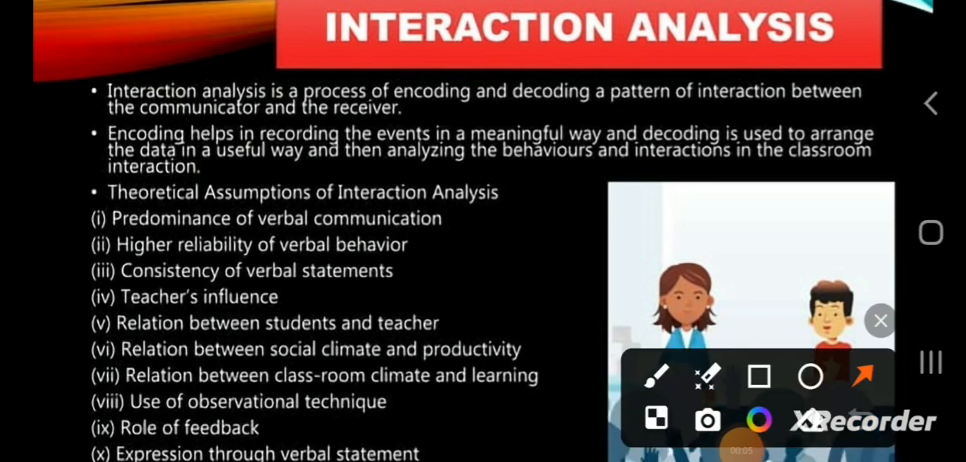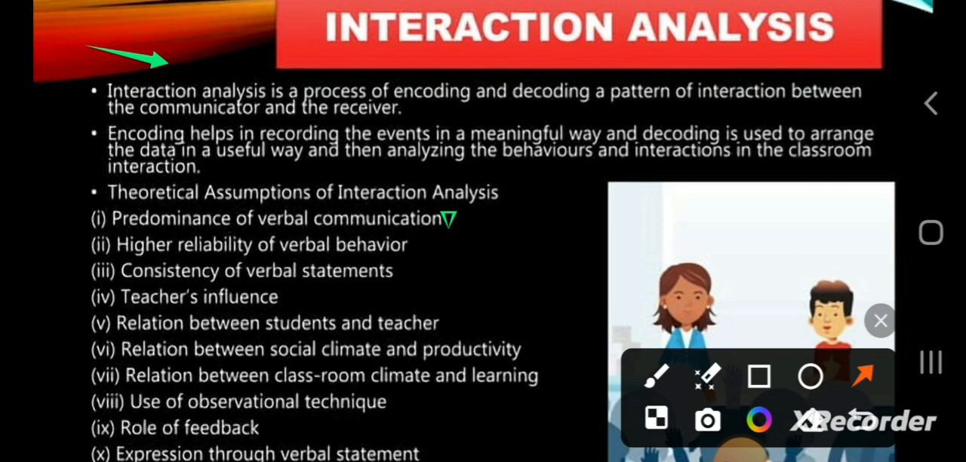Interaction analysis. Interaction analysis is a process of encoding and decoding a pattern of interaction between the communicator and the receiver. Encoding refers to the process of transforming thoughts or ideas into a communicable format such as verbal or non-verbal expression. Decoding, on the other hand, involves interpreting and making sense of these expressions to understand the underlying message and context.